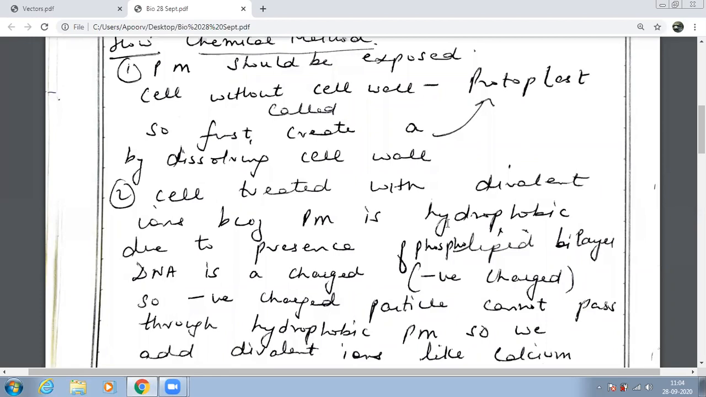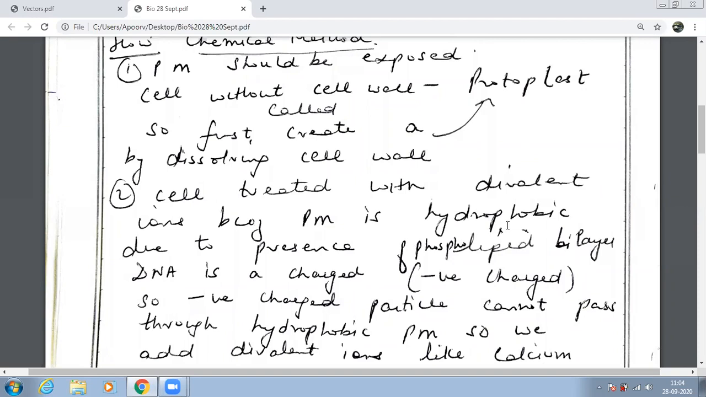We know that the nature of the plasma membrane is hydrophobic. And why is the nature hydrophobic? Because of the presence of a phospholipid bilayer. It is because of the presence of this phospholipid bilayer that your plasma membrane is hydrophobic in nature.